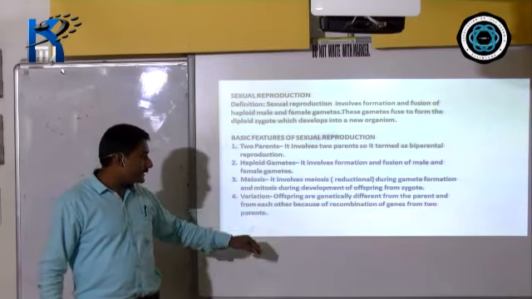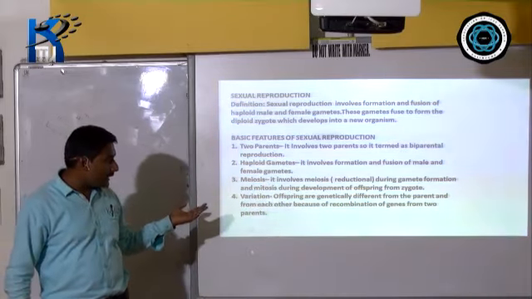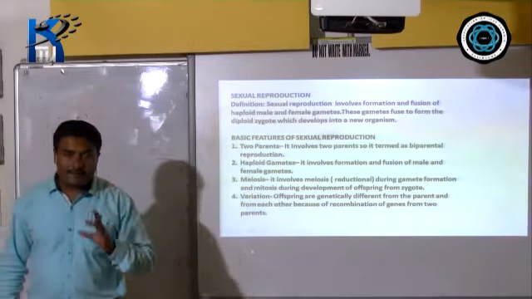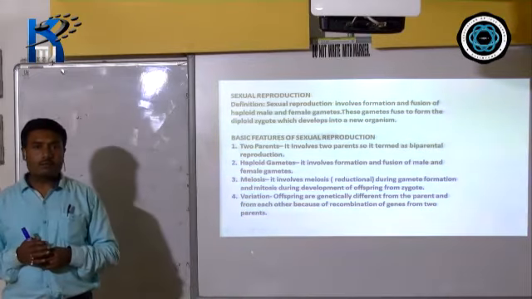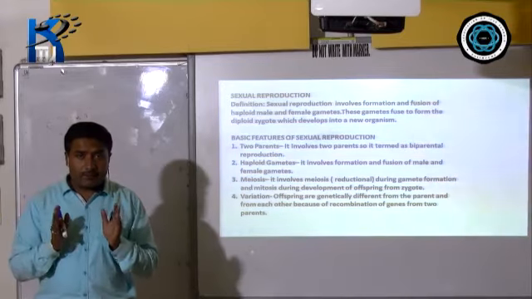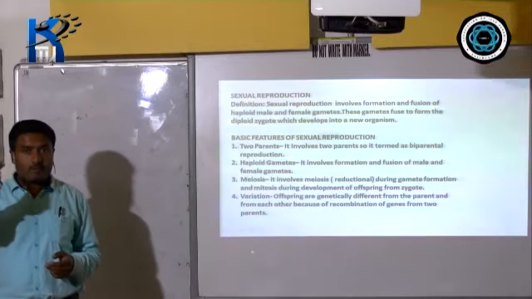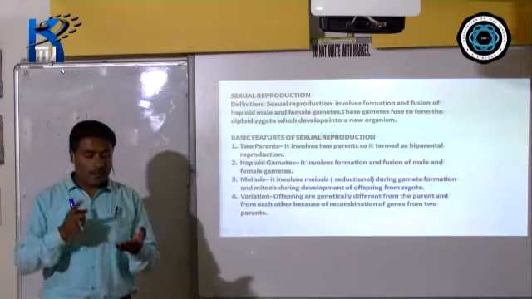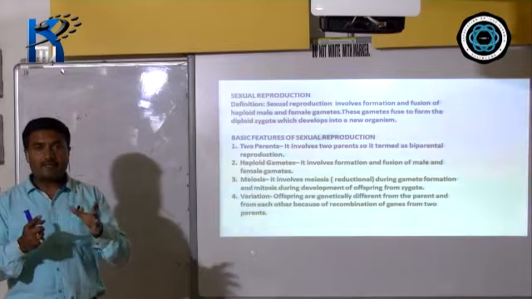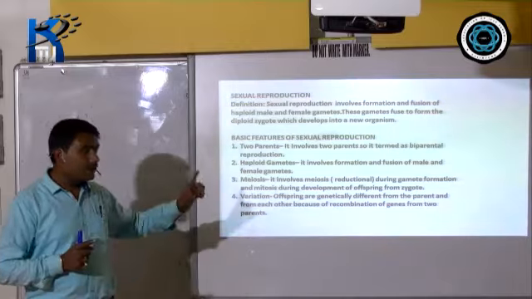Number 4, variation. Offspring are genetically different from parents and from each other because of recombination of genes from two parents. Here you see that in class 10, in class 11, you have learned about the cell, the mitosis, the meiosis, and then in meiotic prophase 1 division, what did you have? You had leptotene, zygotene, pachytene, diplotene, diakinesis, and then after that meiotic 2 division starts. So in that you see that there is a crossing over.